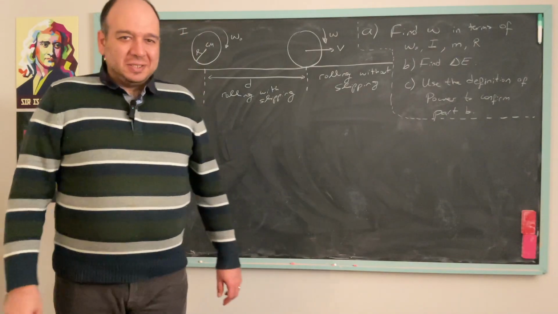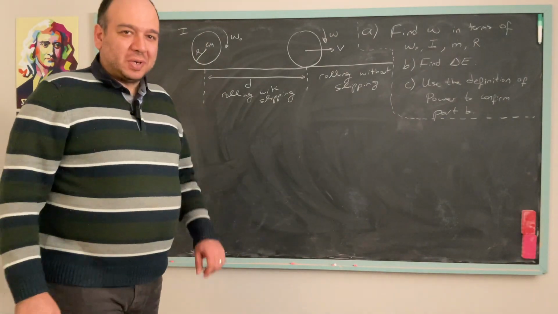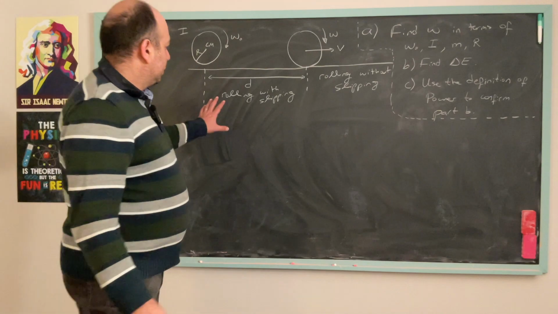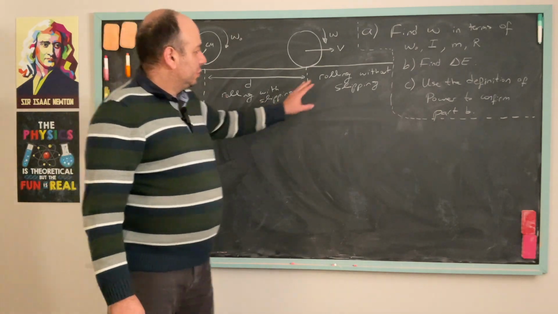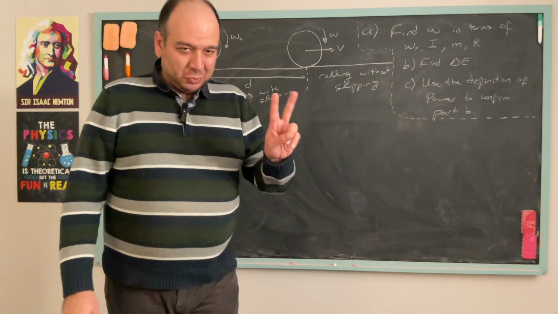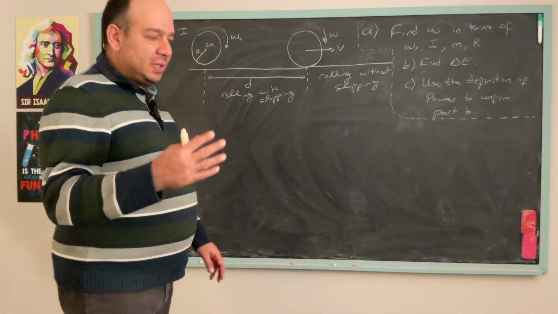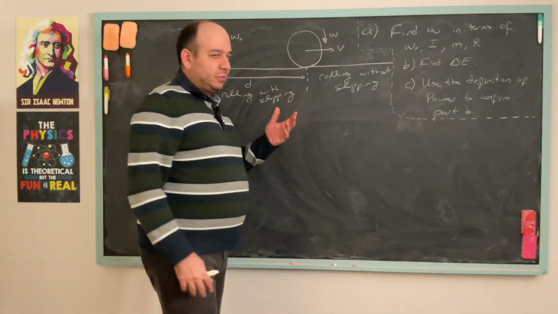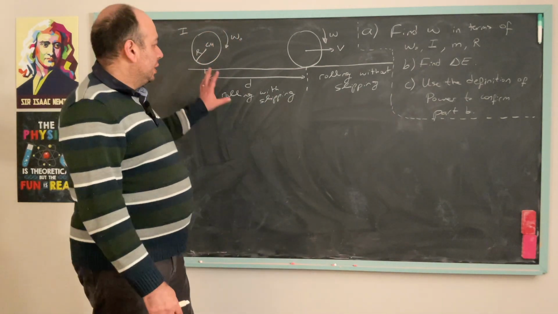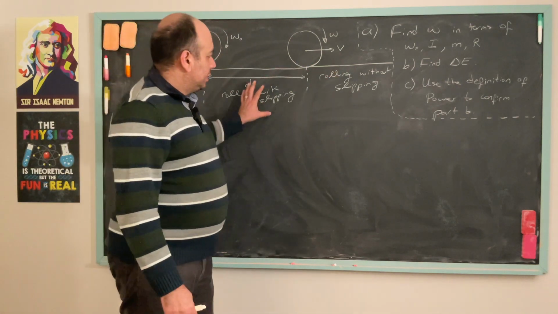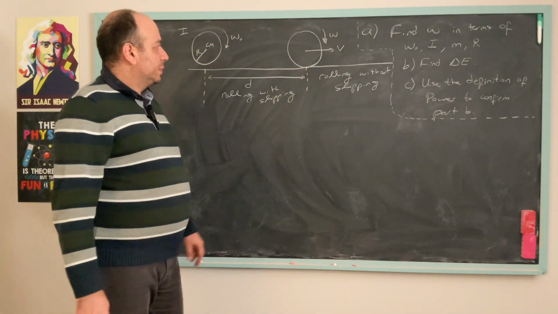Hi everybody. Today we will solve a rolling motion problem which will include rolling with slipping and rolling without slipping. Two different cases. We already discussed rolling motion, and this would be a nice example to see the difference between these two kinds of rolling motions.